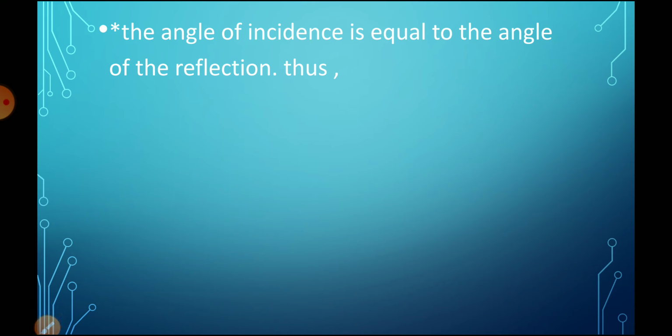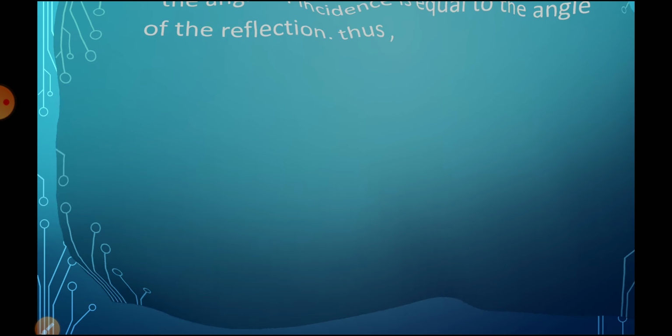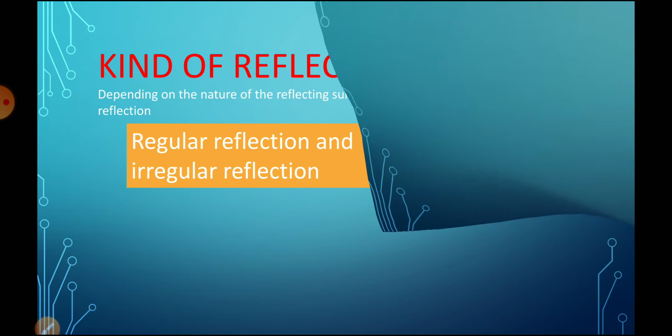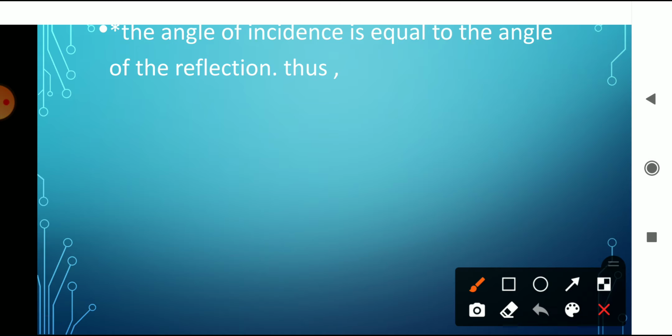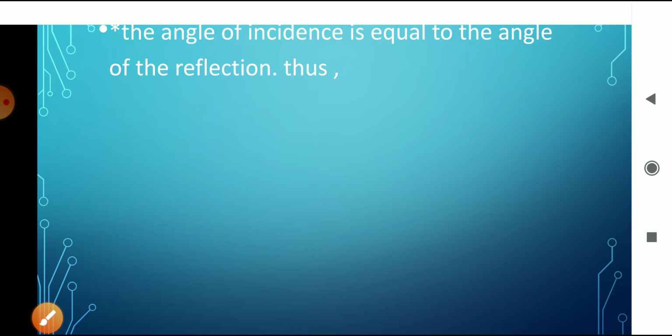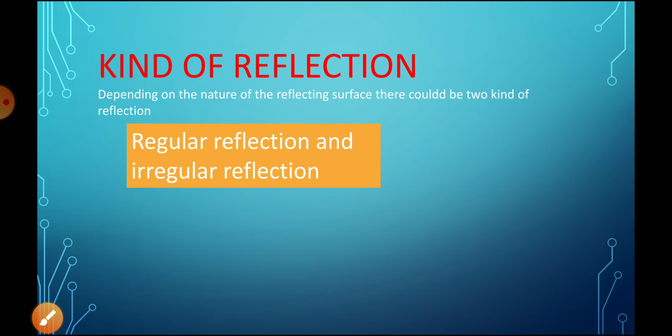The angle of incidence is equal to the angle of reflection. Thus, the angle of incidence is equal to the angle of reflection. That is, angle i is equal to angle r, okay. The angle of incidence is equal to the angle of reflection. Kinds of reflection.